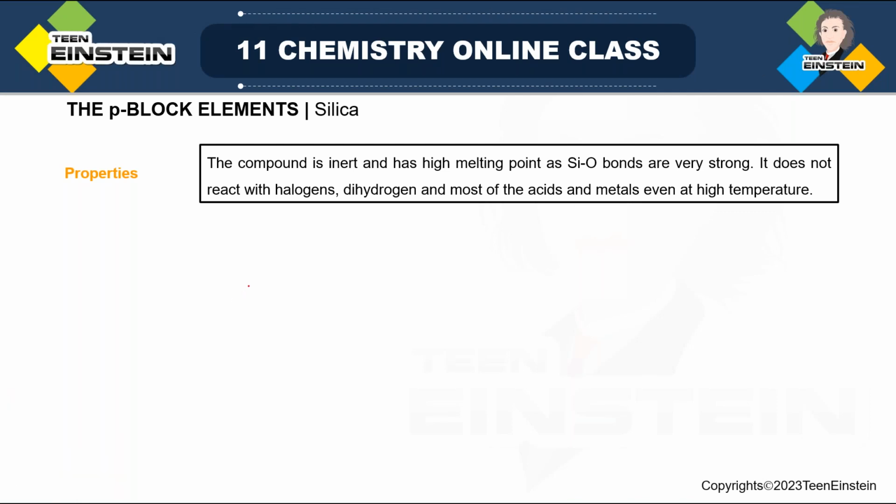Hello everyone. So silica, we have already seen its preparation methods, the reactions by which we can make it. Now we will see its properties. Once we have finished silica, next we will start silicon carbide and silicon, the important compounds of the element silicon.